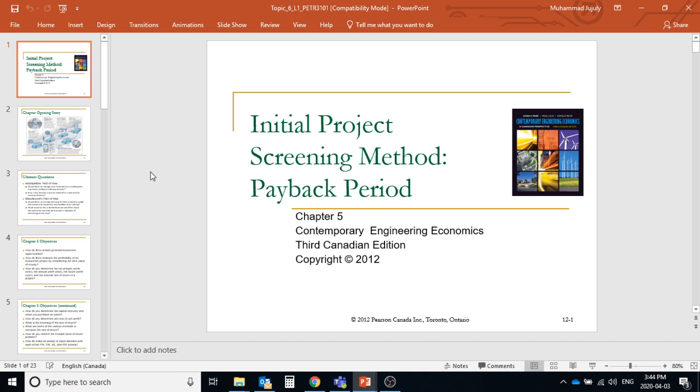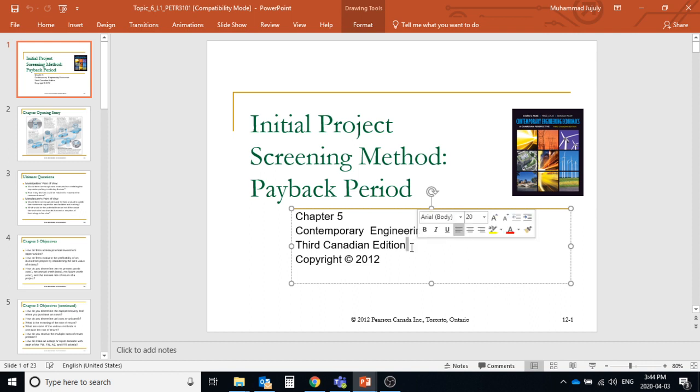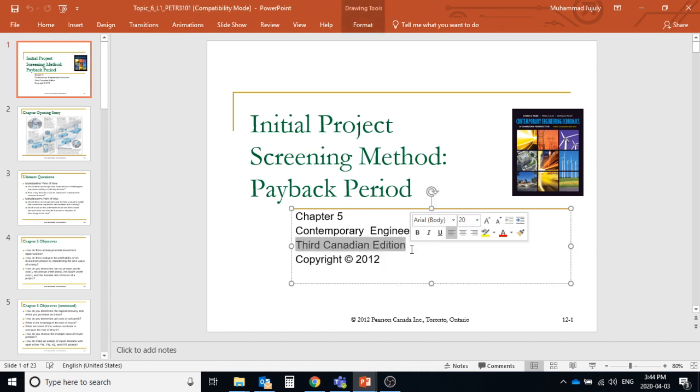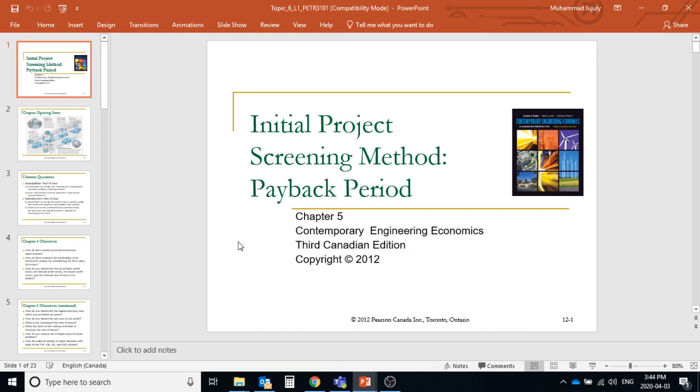Now the most important part is we're following Contemporary Engineering Economics, the third Canadian edition. Okay, so remember, it's the third Canadian edition. So if you have any other editions or some resources uploaded in the Moodle by me, they are probably other editions, like international editions. So remember, we'll follow through these slides. All the problems and everything will be covered through these slides.